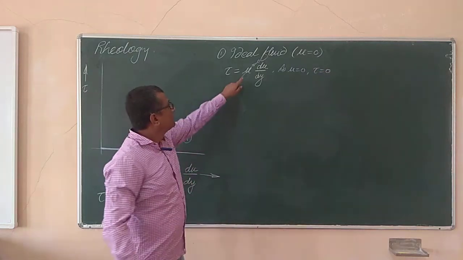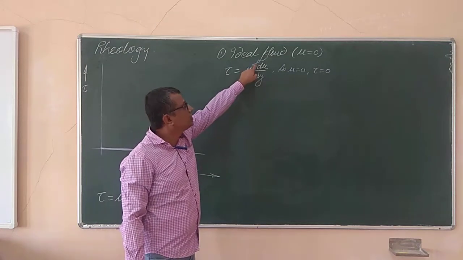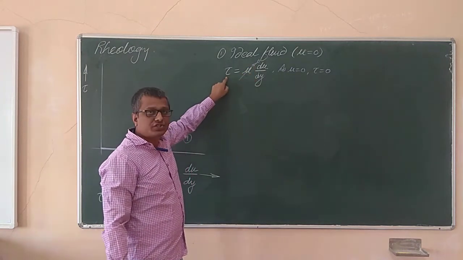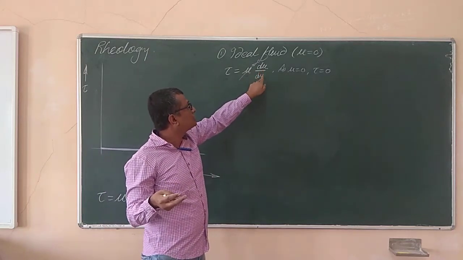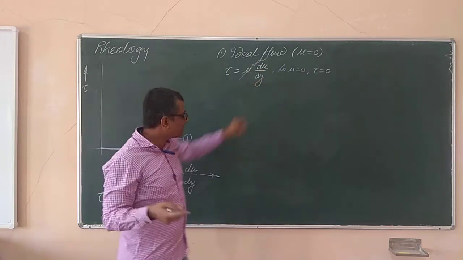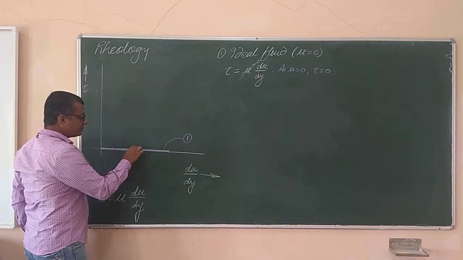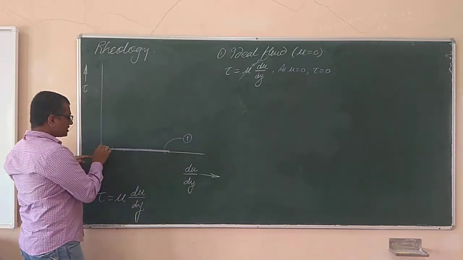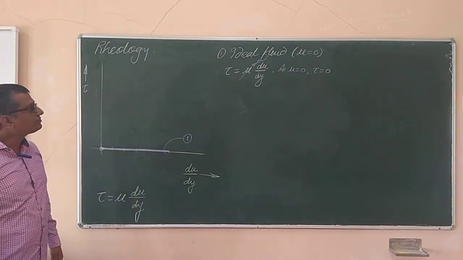I repeat, for the ideal fluid, dynamic viscosity of the fluid mu is 0, and that is the reason tau, the shear stress between two fluid layers, is always 0, irrespective of what velocity gradient it has, and that you can verify from the graph. However high the velocity gradient of that fluid is, the shear stress is always 0. So that's what the ideal fluid is.